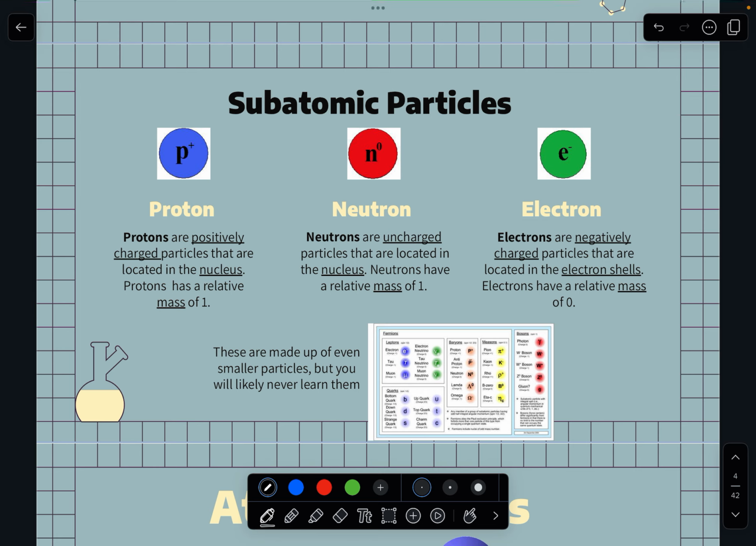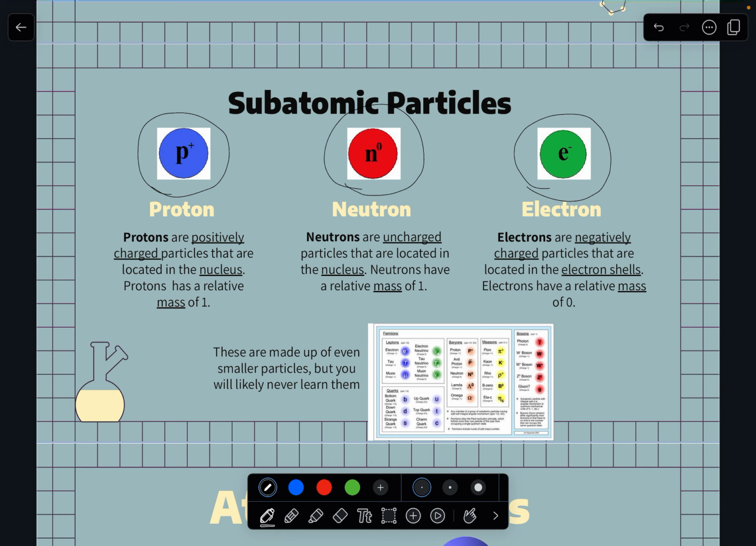So starting with subatomic particles, we have the proton, neutron, and electron. When we write these out, just to save time and space, we're going to use this notation at the top up here. Proton is P with the positive, neutron is N with the 0, and electron is E with the minus. Of course, if you want to write out the whole word, go ahead. But these are the shorthand notations that I'll sometimes use.